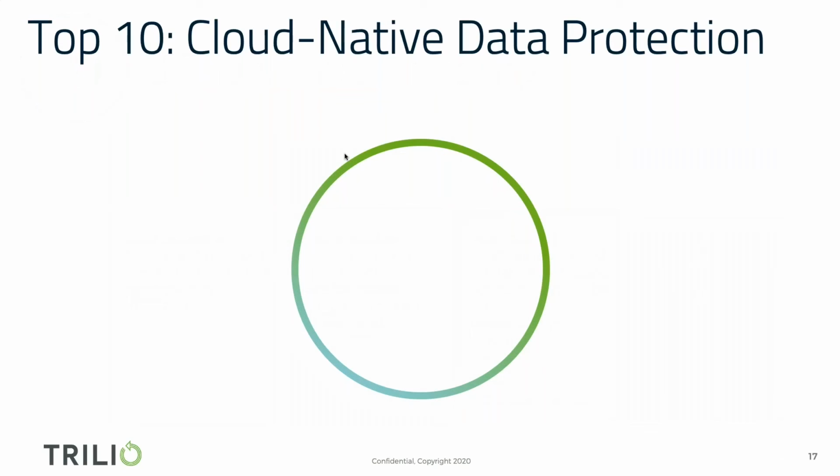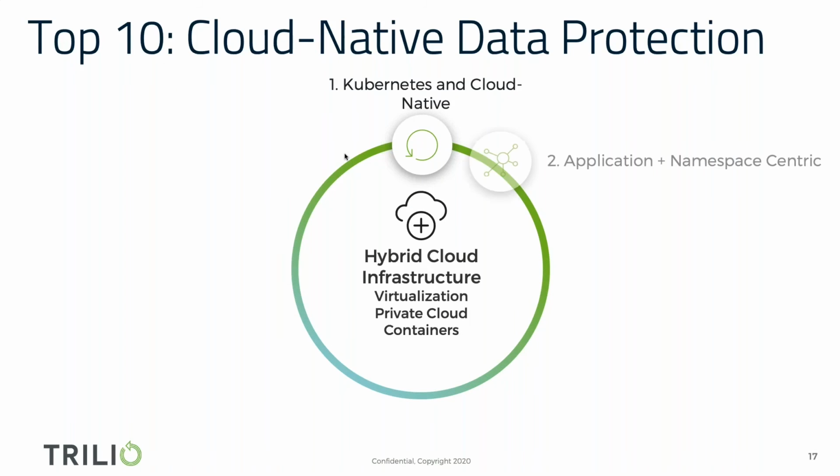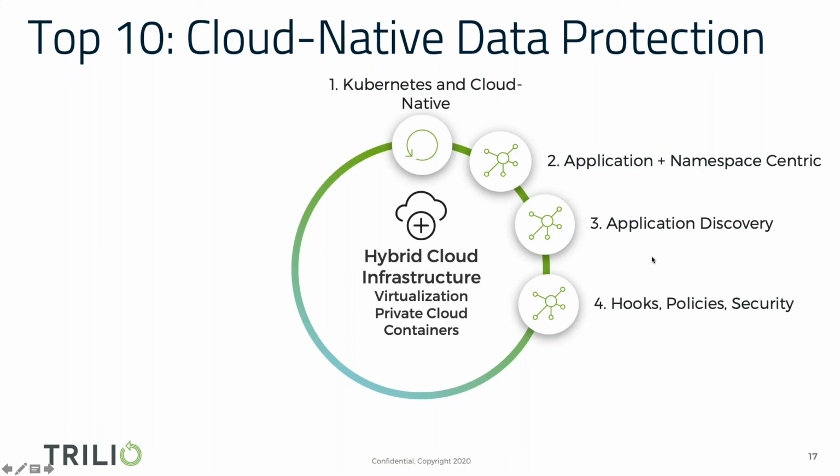So with that, we'll quickly go over the 10 reasons that we just covered. Firstly, we want to make sure that the solution is Kubernetes and cloud native. We want to make sure that you're able to back up your Helm, operator, and label-based applications as well as namespaces. You want to make sure that the solution is able to discover your applications and present that to you in an easy fashion. You also want to ensure that the solution has the capability of providing application consistent backups with policies and scheduling.